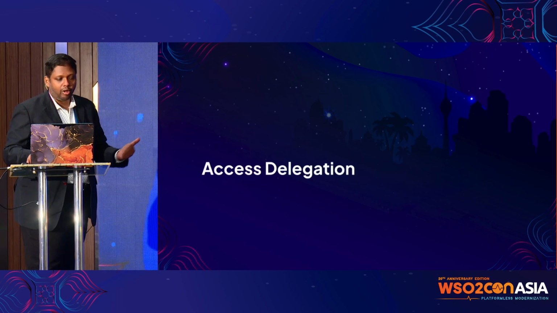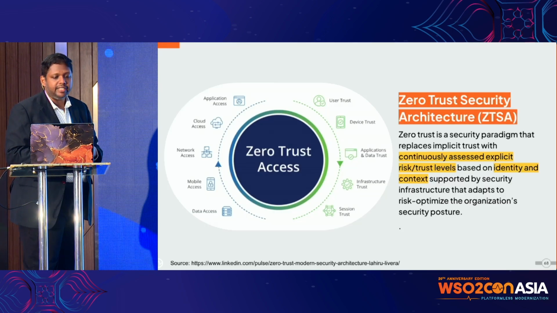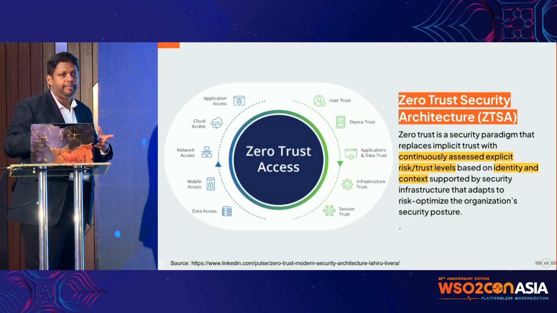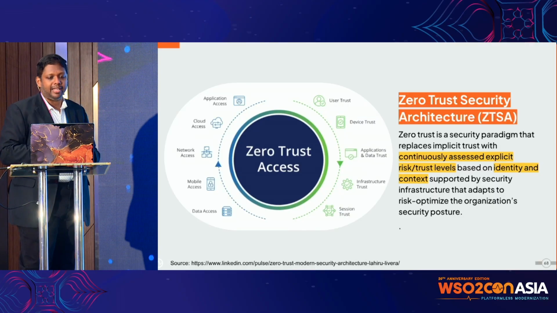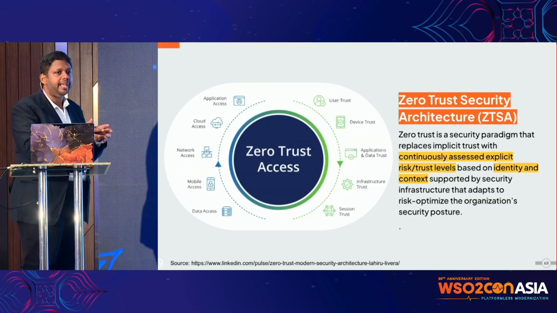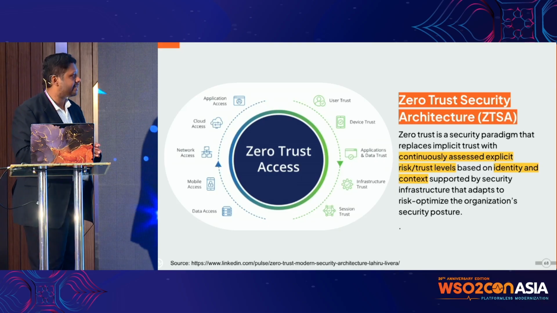Okay, so we looked at authentication, we looked at authorization, then we come to access delegation, which is basically a cool term to say calling APIs, right? How you call APIs. Why do we call it access delegation? Because the user is giving access to the application in order to call the APIs with his permissions, right? That's why we call it access delegation.